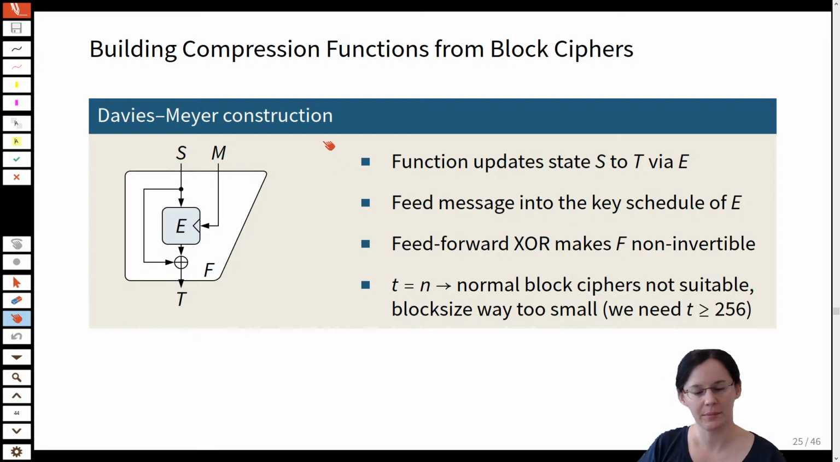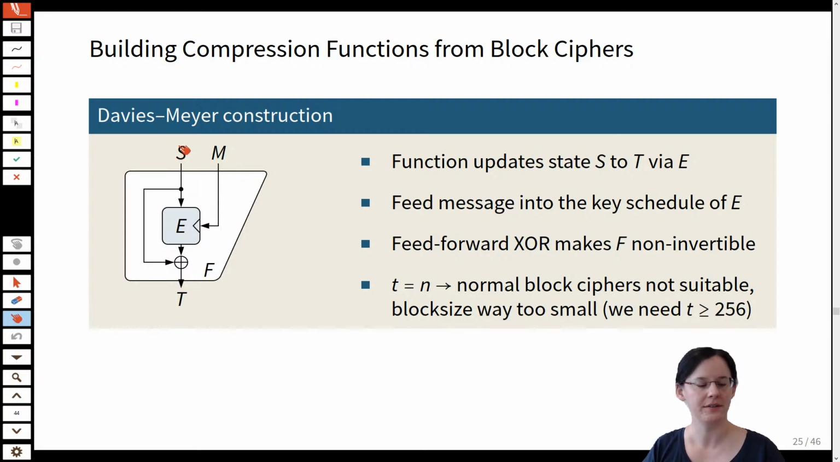Now, since we're already talking about collisions, let's also talk a bit about building compression functions from block ciphers, since this is where we care about collisions. And one very well-known construction to do that is the so-called Davies-Meyer construction. And it works as follows. What we have given is a block cipher E, and what we want to have is a compression function. And we can do this by using one of our two inputs, the state input, as an input to the cipher, and using the other input as a key. So far, so easy.